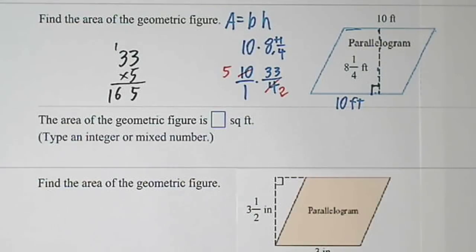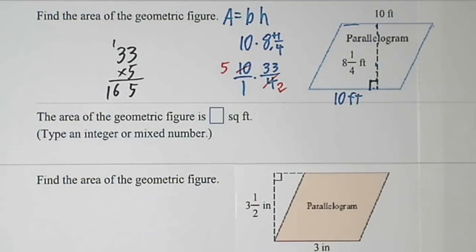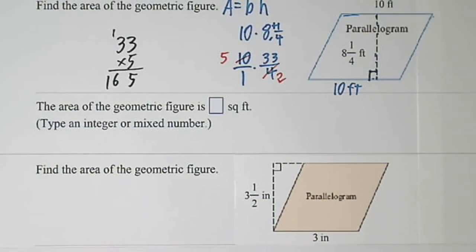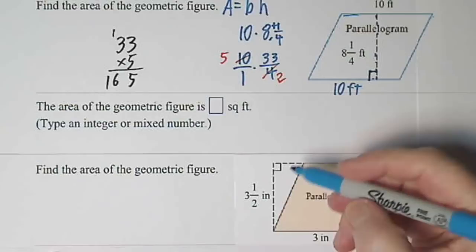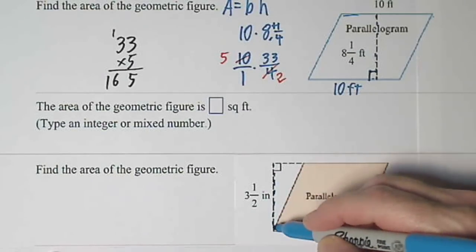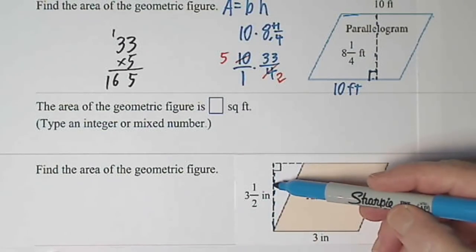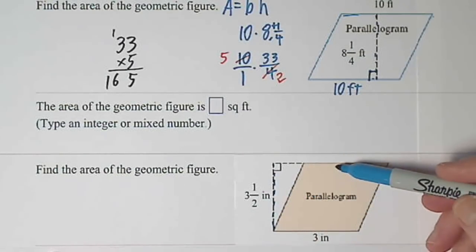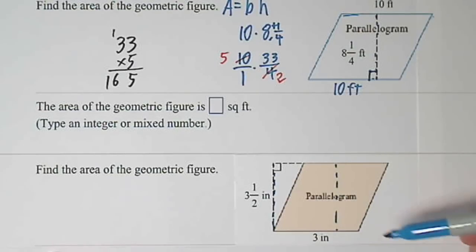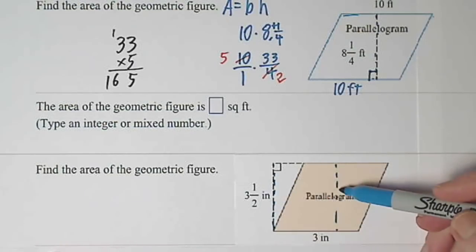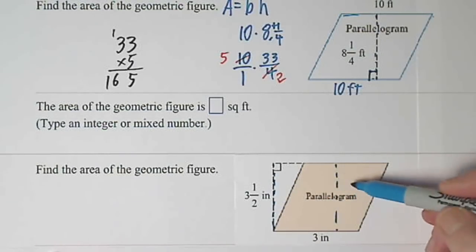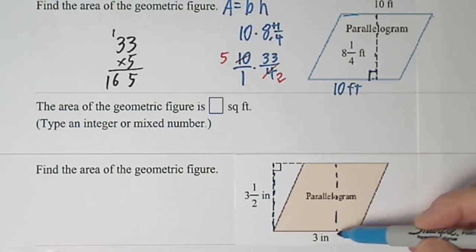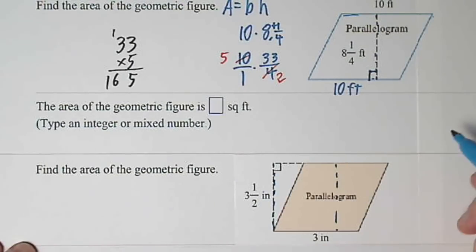If you look at the next parallelogram that they give us, they've put the height indication off to the side. Okay, so they're telling you the height way over here. They could easily just slide this right into the middle of it and put it right there. It would still be 3.5 inches. So you just need to get used to reading how they label these diagrams.